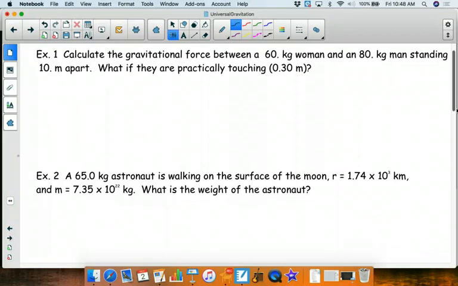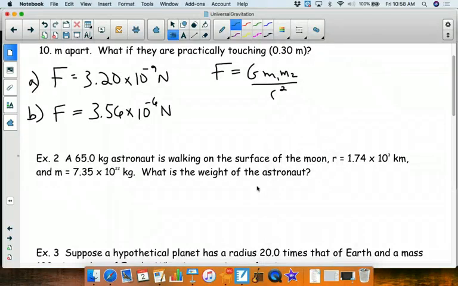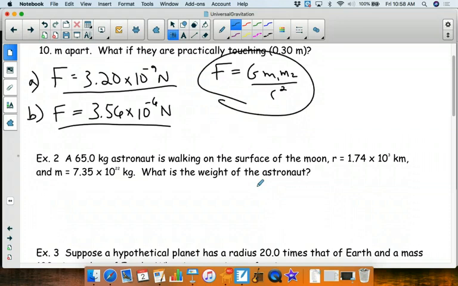So the first one, guys: calculate the gravitational force between a 60-kilogram woman and an 80-kilogram man standing 10 meters apart and 0.3 meters apart. Go ahead. So here are the answers for A and B. Just apply this equation.